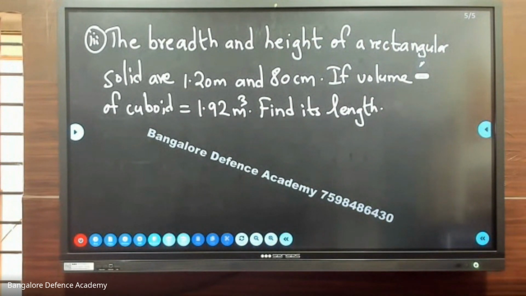Two meter. Height कितना है? 80 centimeter. कितना लिया? 0.8 meter. तो फिर क्यों गलत आ रहा है?